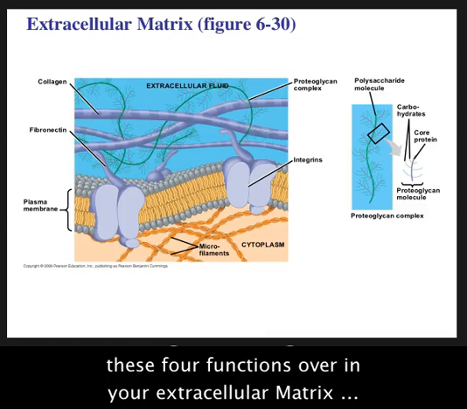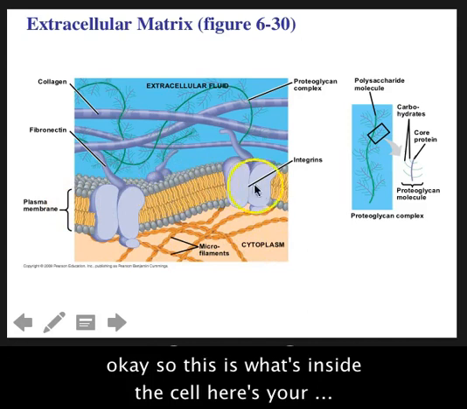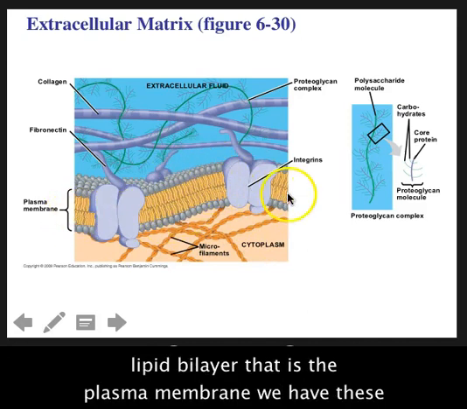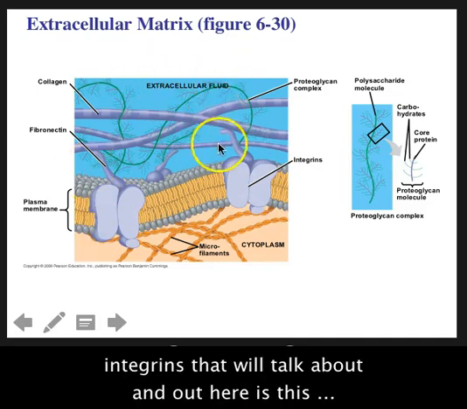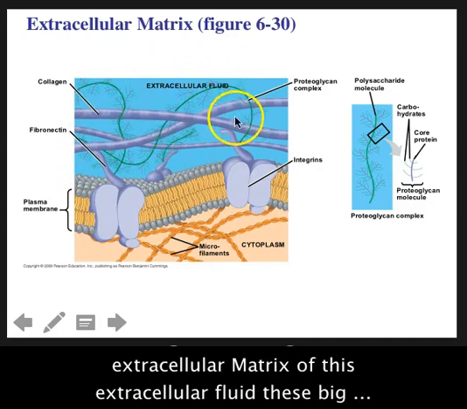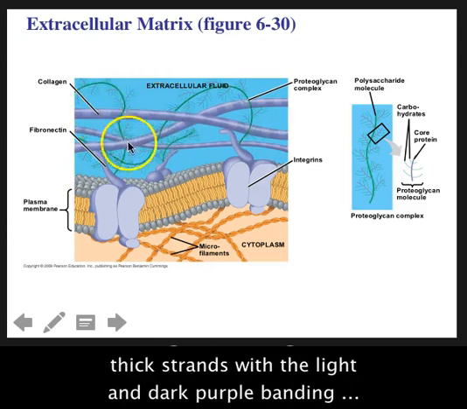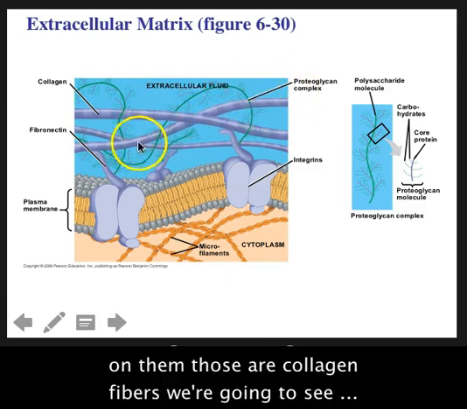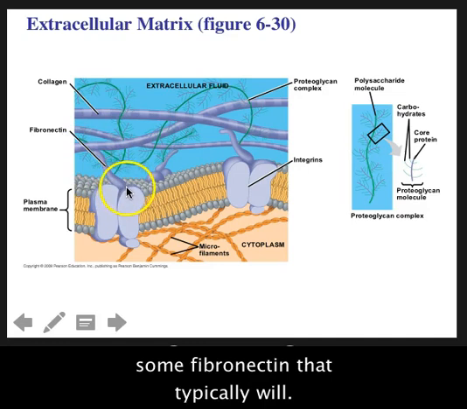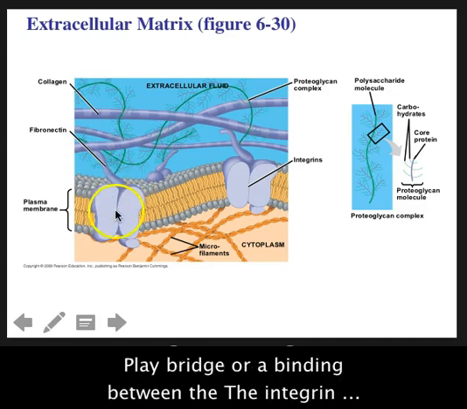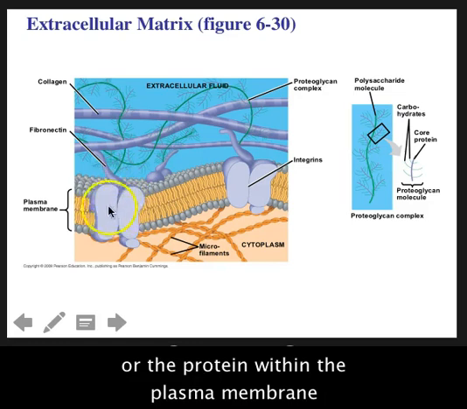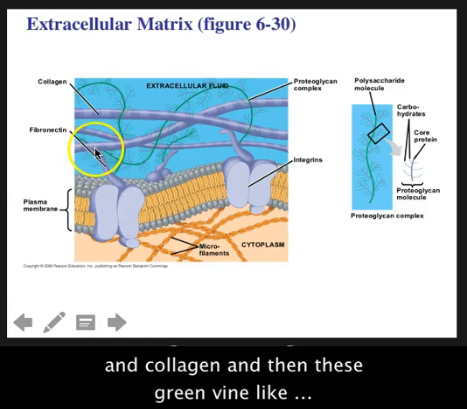Okay, so this is what extracellular matrix looks like. This is inside the cell. Here's your lipid bilayer that is the plasma membrane. We have these integrins that we'll talk about. And out here is this extracellular matrix, or this extracellular fluid. These big, thick strands with the light and dark purple banding on them, those are collagen fibers. We're going to see some fibronectin that typically will be a bridge or a binding between the integrin or the protein within the plasma membrane and collagen.